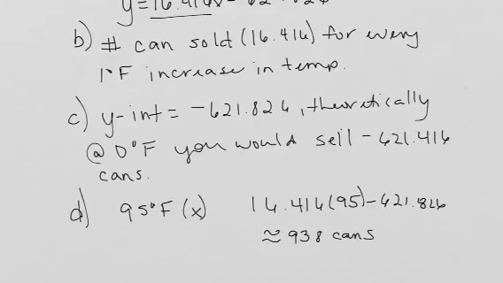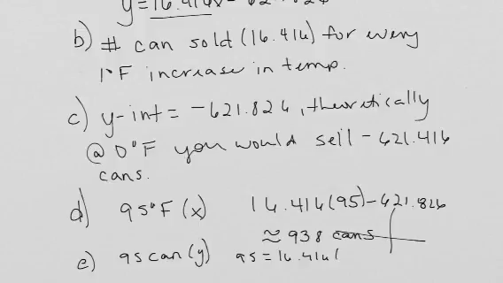Okay, so then part E is asking us if it was 95 cans, which is a Y, what would the temperature be? So you substitute 95 in for Y, and we're going to solve for X by plugging and chugging. You can use your calculator for that, and you get that the temperature is around 44 degrees Fahrenheit.